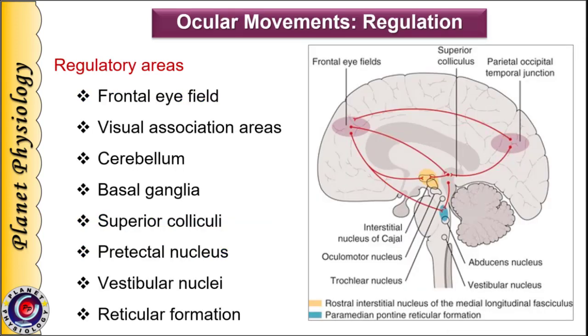Neural circuits from the frontal eye field area to the pretectal nucleus, oculomotor nucleus and other brainstem areas regulate voluntary fixation, that is, to seek the object of interest. The visual association area along with the superior colliculus are involved in the regulation of the involuntary fixation mechanism.